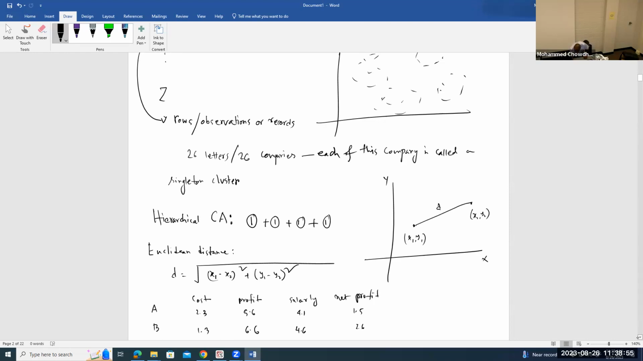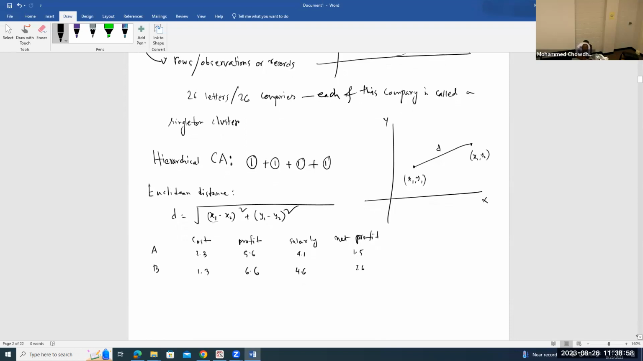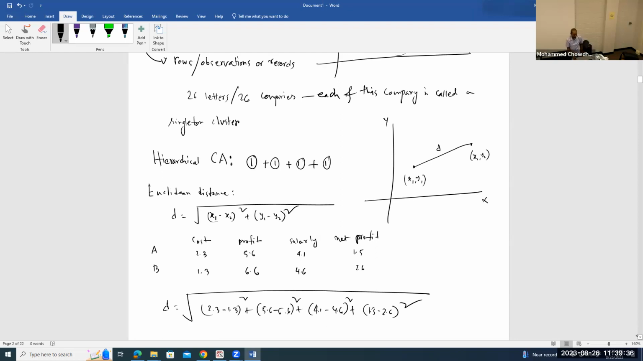I'm going to show it in one case. Here this is vector A and this is vector B, or we can treat it as four-dimensional, or p-dimensional. In this case the distance D equals the square root of (2.3 minus 1.2) squared plus (5.6 minus 6.6) squared plus (4.1 minus 4.6) squared plus (1.5 minus 2.6) squared. This is the way distance can be computed. And after computing the pairwise distance for each company, we will get the distance matrix.